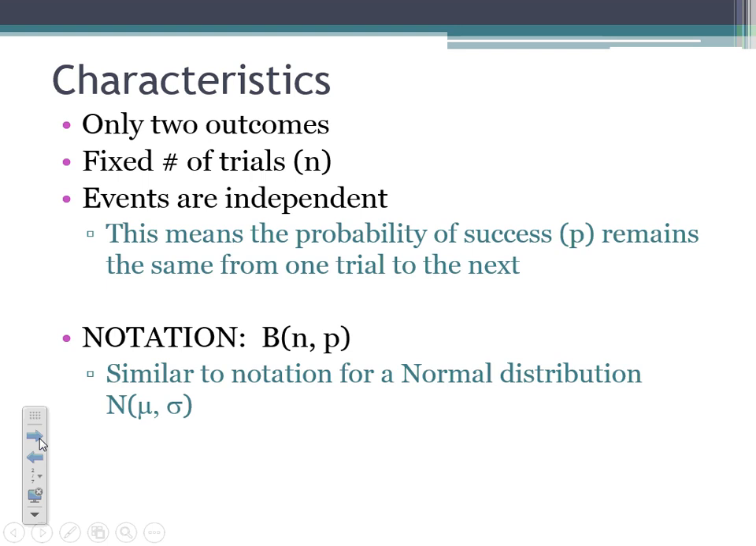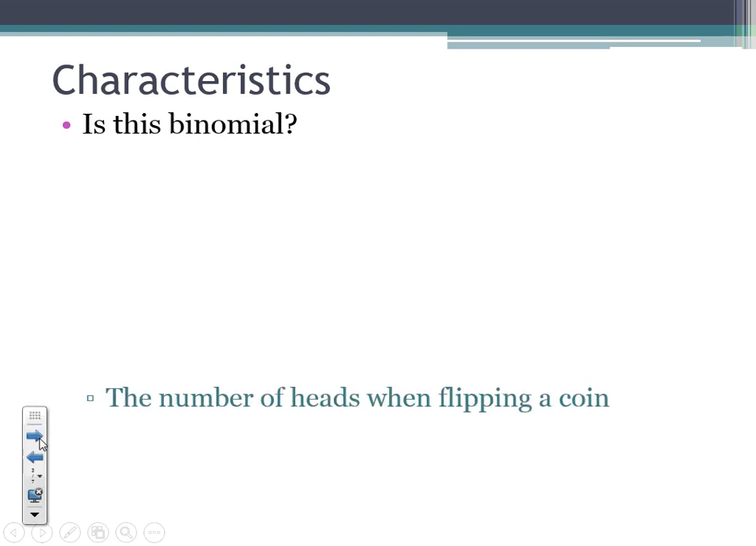So what I'm going to do next is give you some different situations, and I want you to think about if these situations hold true for all three of our characteristics. Do we see only two outcomes? Do we see a fixed number of trials? And do we see events that are independent? All right, so let's start out with our first trial.